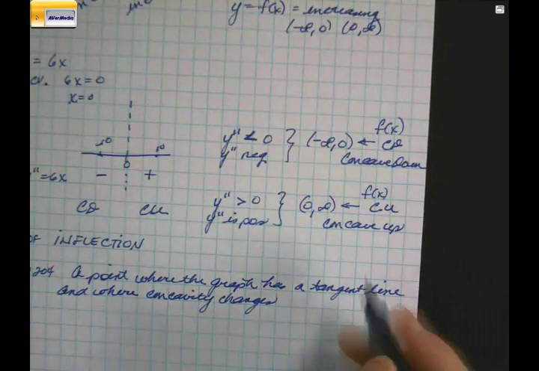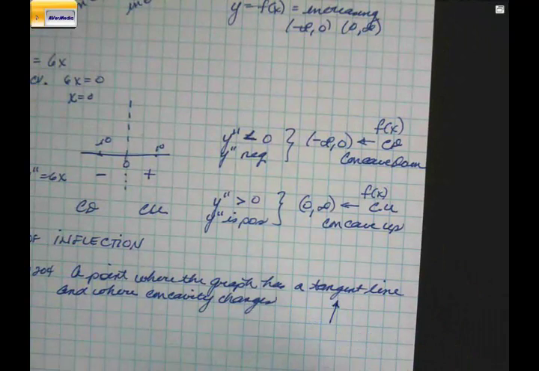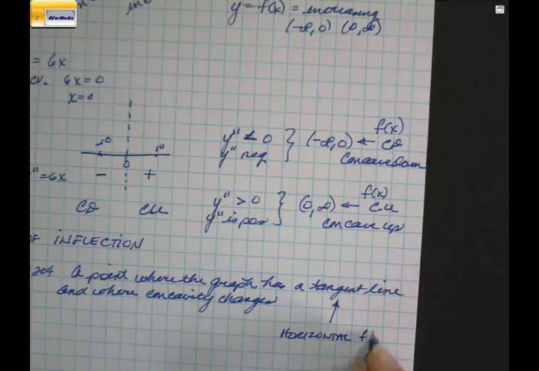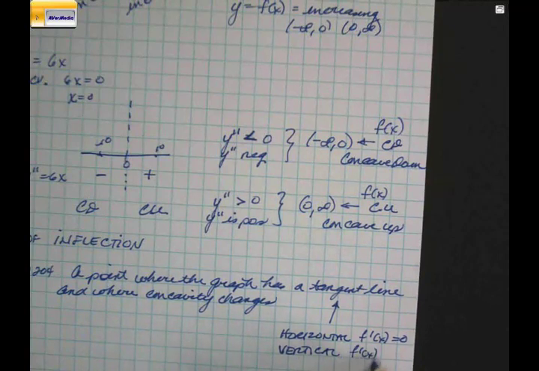Now, when you talk about a tangent line, remember a tangent line can be where you have a horizontal tangent line, where f prime of x equals 0, or it can be where you have a vertical tangent line where f prime of x is undefined. So when it says it has a tangent line, we're not excluding the horizontals or the verticals. In other words, your points of inflection are usually going to occur where you have a horizontal tangent line or where you have a vertical tangent line. That's where it most often happens.